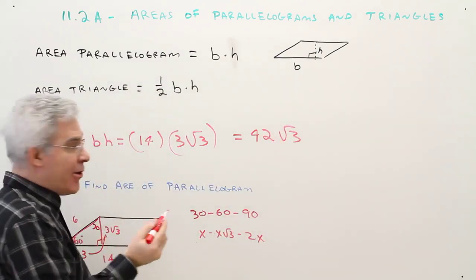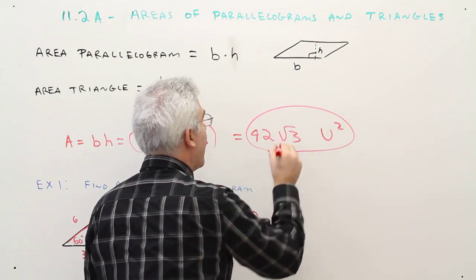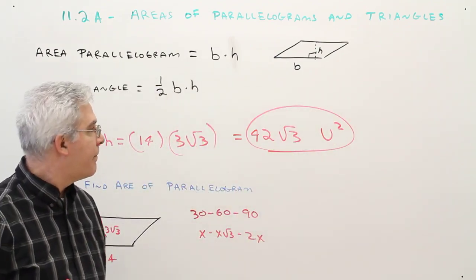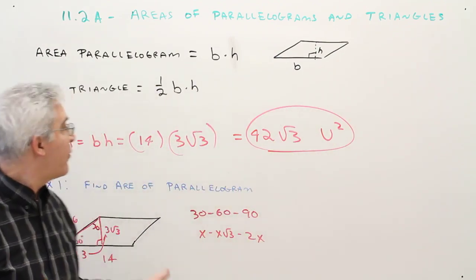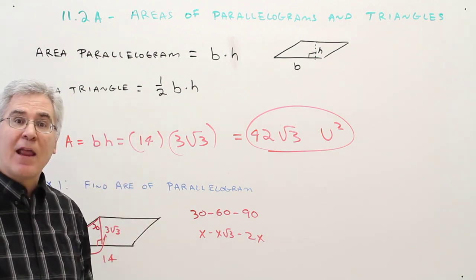Again, they didn't give me any units. The book will just leave it that way. I like to emphasize that it is units squared. We'll have a few more examples, but there you have it. How to find the area of a parallelogram and a triangle.